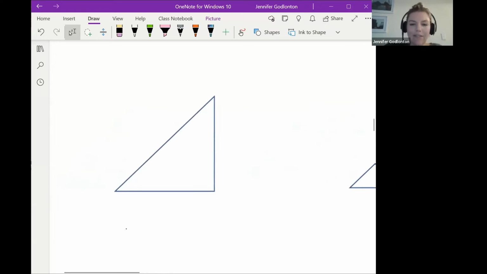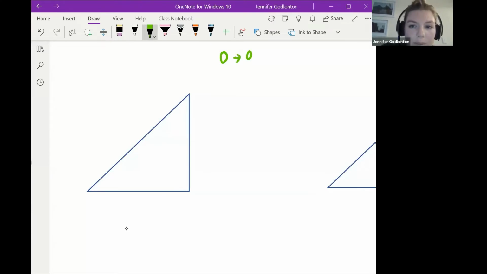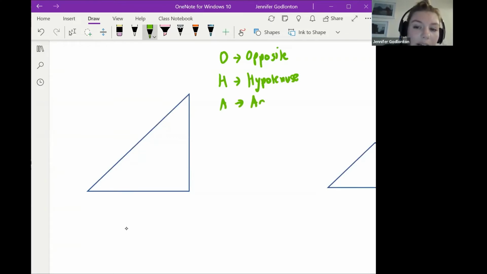Okay, so let's have a look at this. At the moment, we're just going to try and label this triangle. So we're not going to bring in sine, cos, and tan yet. We're just going to try and label it with O, which is going to be our opposite. Okay, so O is for opposite. I'm just writing it while we're learning. Then we're going to have H, which is hypotenuse. And we're going to have A, which is adjacent.